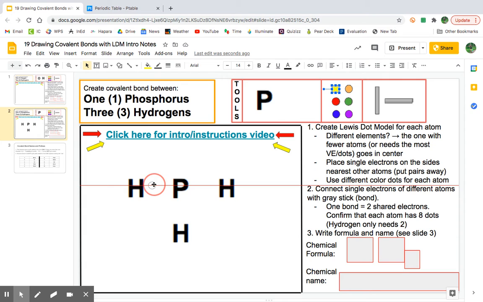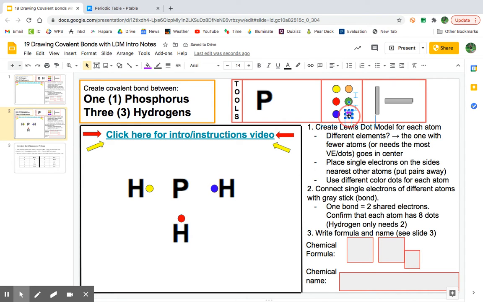So hydrogen with 1 dot, put that one there. A different hydrogen, different color, 1 dot. Notice how I'm putting them in the center, nearest the other atoms. And then hydrogen over here as well, another dot. All right, let's get phosphorus in there.